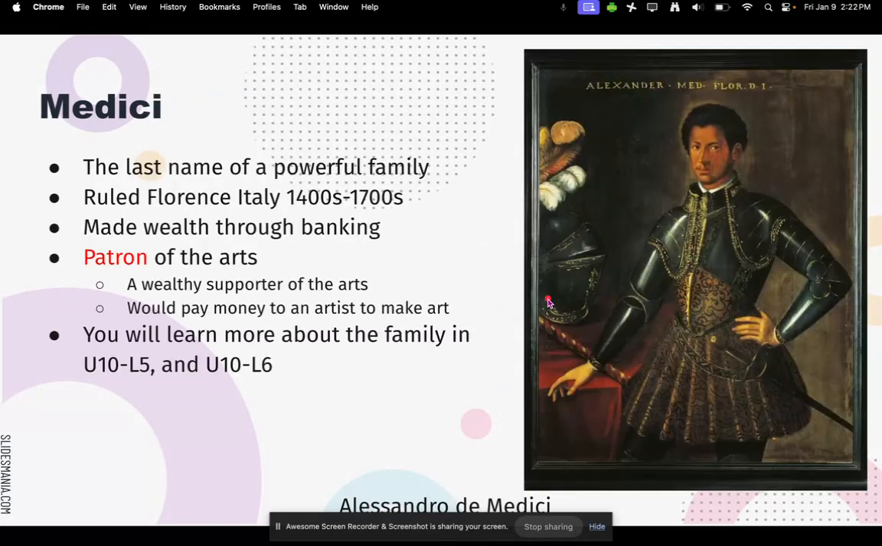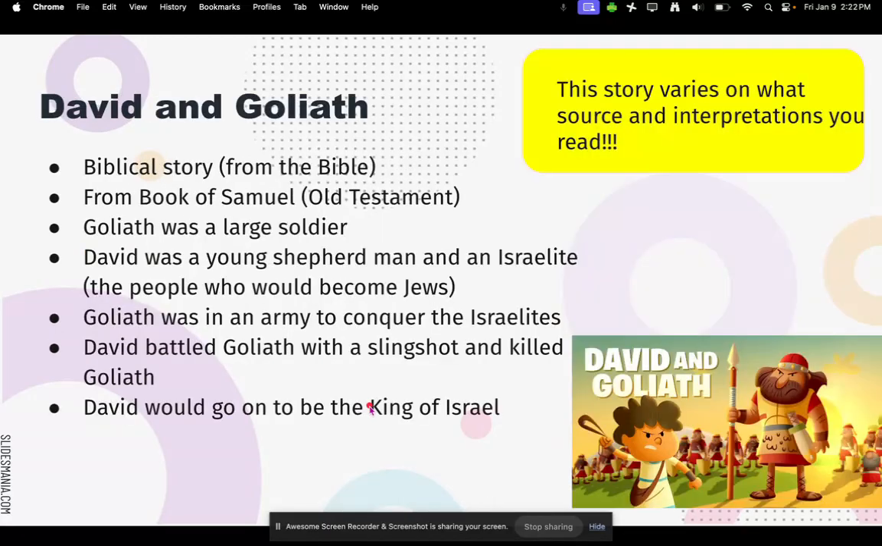Then the Medici family. That is the last name of a very powerful family. They ruled Florence, Italy from the 1400s to the 1700s. They made their wealth through banking. They were a patron of the arts. You're going to hear the word patron quite a bit. A patron is a wealthy supporter of the arts, and they would pay money to an artist to make art. And we'll learn more about the Medici family in lessons 5 and 6.